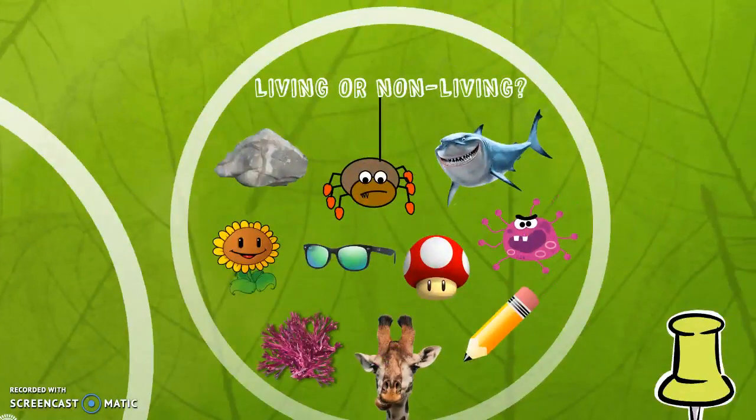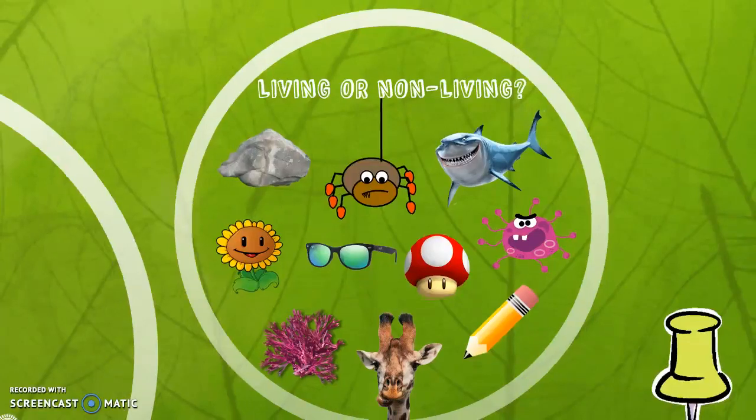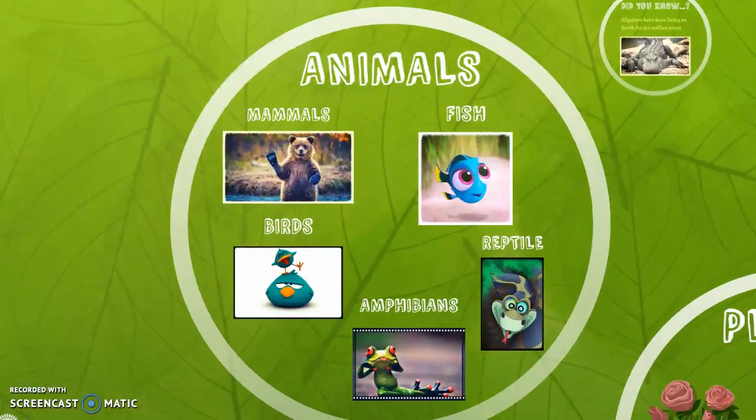Firstly, we need to know the difference between a living being and a non-living being. These are some of the characteristics that living beings have. They move. They need to eat. They reproduce. And they die. Now that we know this, we can keep going on and start with the kingdoms.